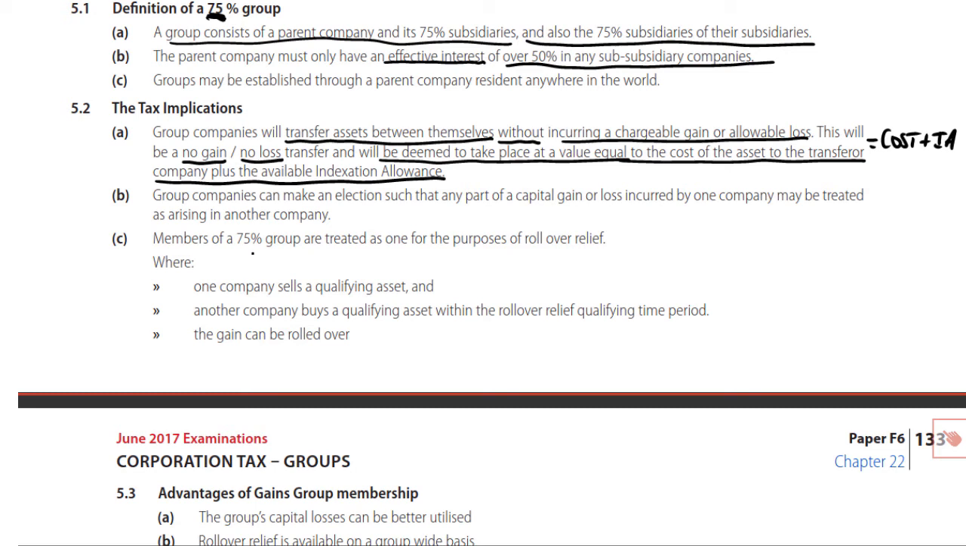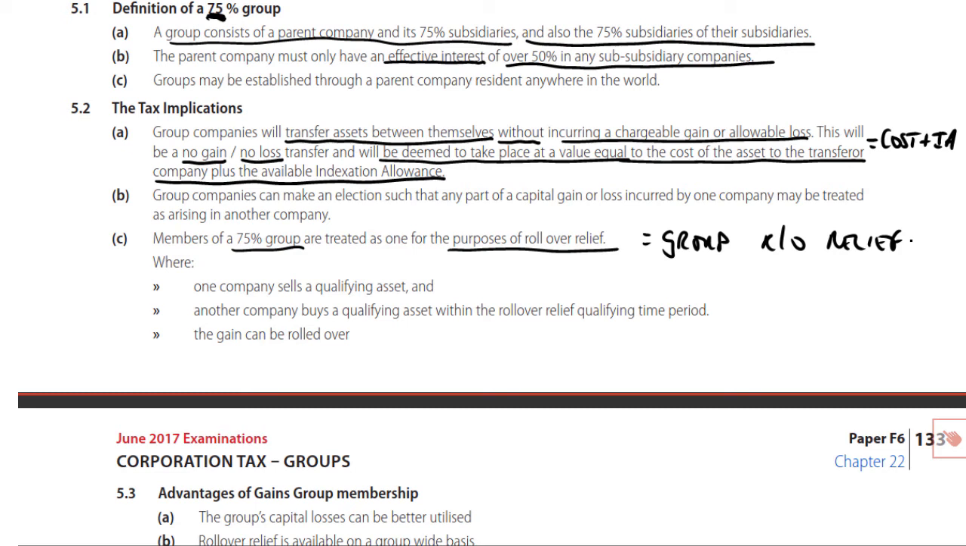That one is for members of a 75% group can be treated as one for purposes of rollover, i.e. group rollover relief is available. Group rollover relief is available. It's ever so simple. One gains group member sells a qualifying business asset, almost certainly a property.